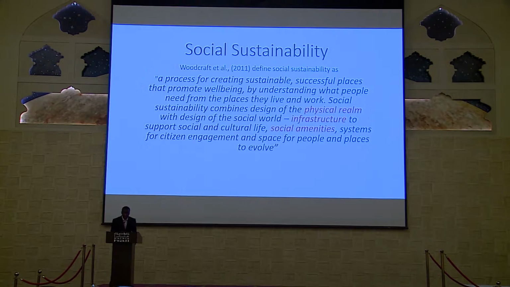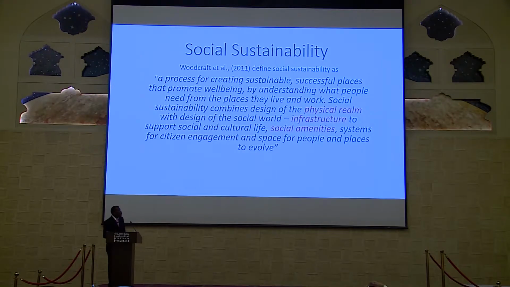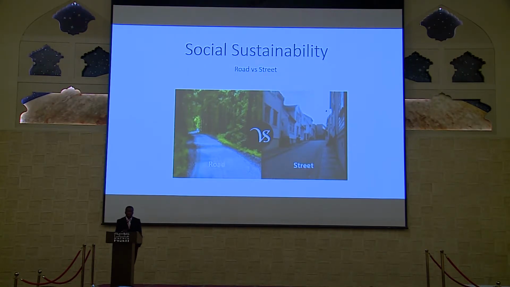And there's a definition of social sustainability, which is a process of sustainable development for successful places. But more focally, it's on designing spaces that provide a physical realm, infrastructure, and social amenities for where people work and where people live. So my talk would focus on these amenities and infrastructures, which are the road and the street. And it would be good to clearly define the difference between the roads and the streets.